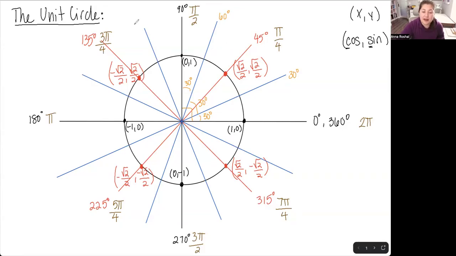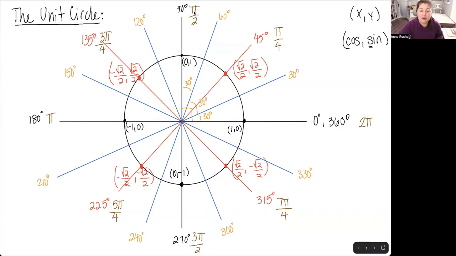So after 90, if I add another 30, I get 120, plus another 30 is 150, plus another 30 is 180, 210, 240, 270, 300, 330, and 360. All of these now have a version of pi. So they have a specific radian.